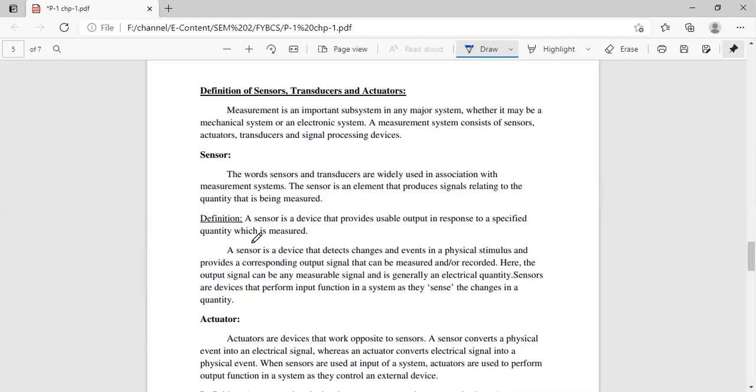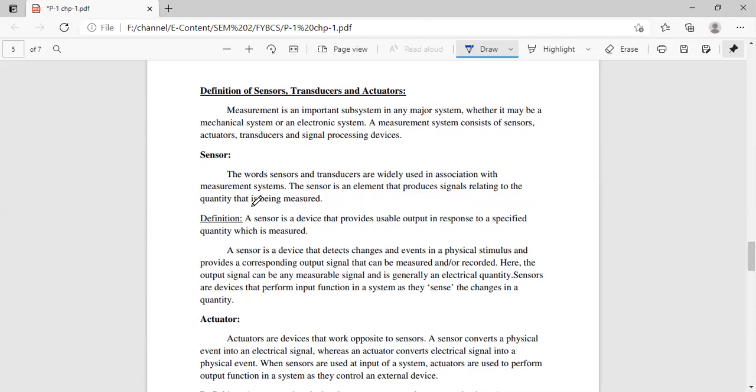Now what is a sensor? As its name indicates, it will sense something. Now what is that something? That can be any physical quantity. So that sensor will do what? It will sense that physical thing and produce a signal which is equivalent to the measured quantity. Now what is the actual definition? A sensor is a device that provides usable output in response to the specific quantity which is measured.